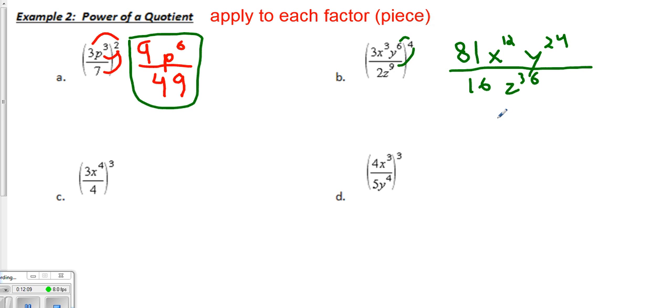And again, we can't take anything out of the top and the bottom at this point. So this is as simple as we can make that one. This would be your answer.